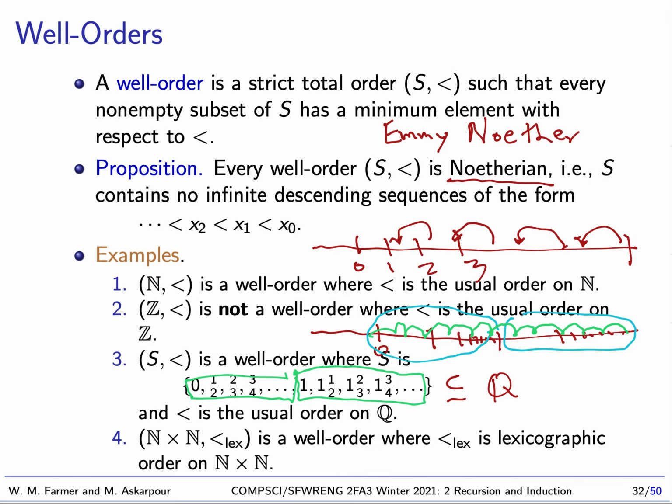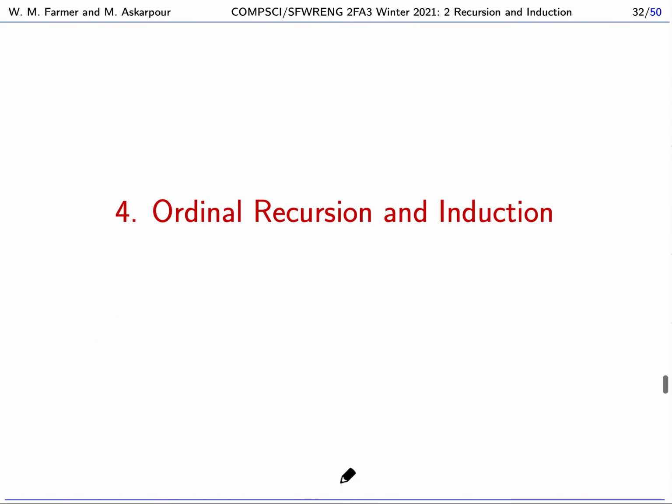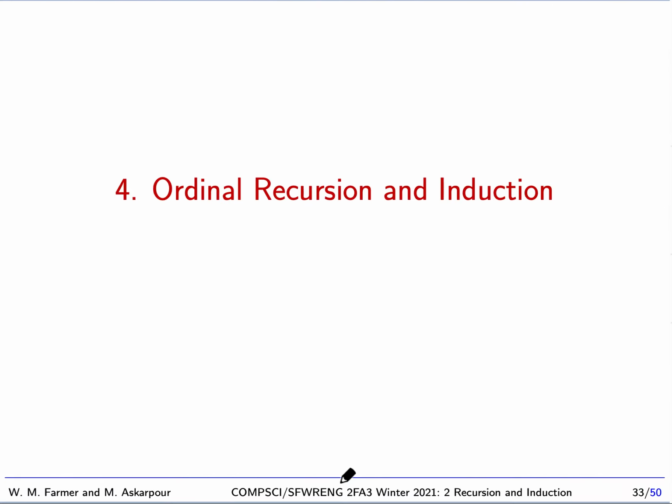So that was our third, or I should say, we have three examples. The natural numbers, this well order, and pairs of natural numbers ordered lexicographically. Those are three examples of well orders. There are many, many, many examples of well orders. We'll see more in the course. Okay, so we're going to stop here, and next time we're going to talk about ordinal recursion and induction.